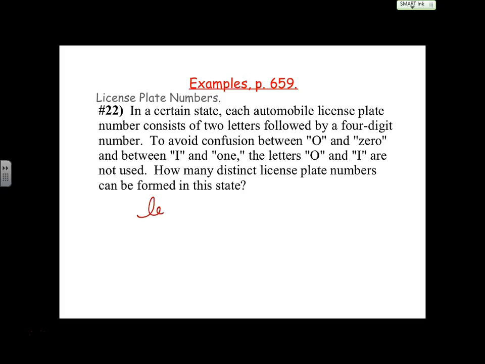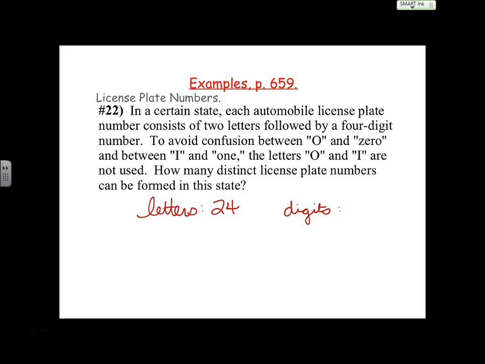You guys are writing down the important information. I'm just going to write down how many letters are legal to use and how many digits or how many numbers are legal to use. Alright, how many letters are we allowed to use then? 24. 26 letters in the English alphabet. We're not allowed to use O or I. So 26 minus 2 is 24.